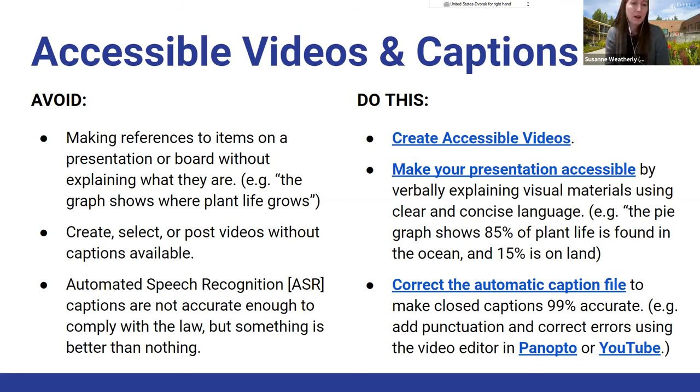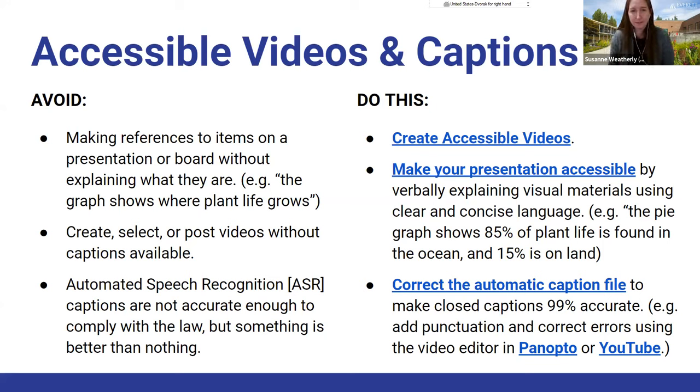There's one example, right? What we want to avoid is creating or selecting or posting videos that have no captions at all. Now, what we know is that a lot of programs have automated speech recognition captions. So there's some automated captions that might show up, which is great. You know, we definitely want to always have at least the automated captions there for some access. But what we don't want to always try to do is just depend on those. So when possible, we definitely want to go back into those caption files that might be automated and make adjustments to them and update them so that they are accurate, so that users who depend on those captions for access are able to read full sentences with punctuation and follow the information and know that it's correct.